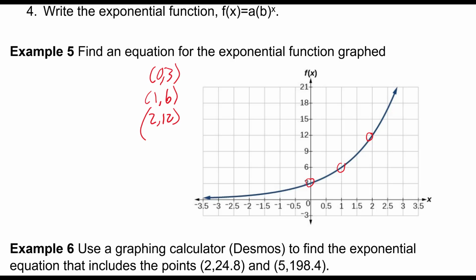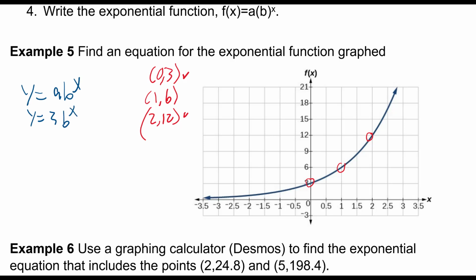Well, I'm tempted to go with 1, 6. As it says, look at things spaced out. I'm going to go with the 2, 12. So I'm going to go here and here. So with the 0, 3, we automatically know that we have y equals a b to the x. We know that 3 is that point, so y equals 3b to the x.